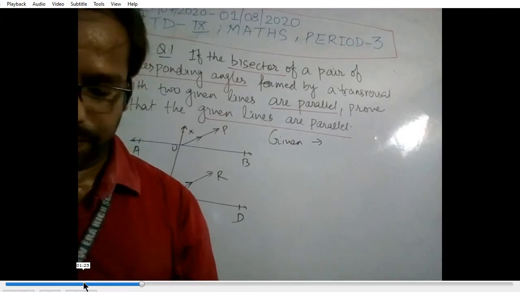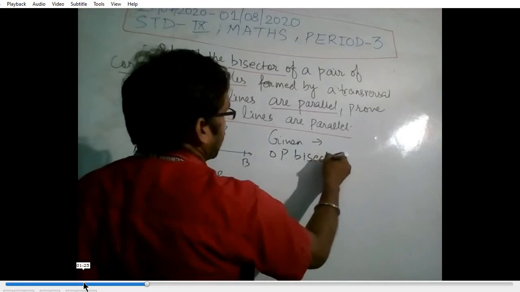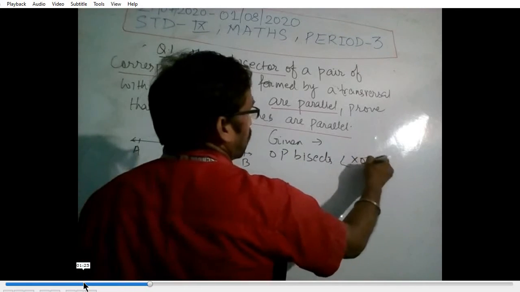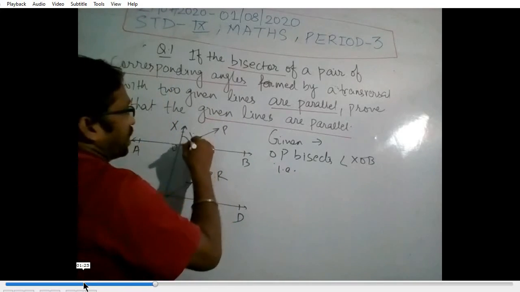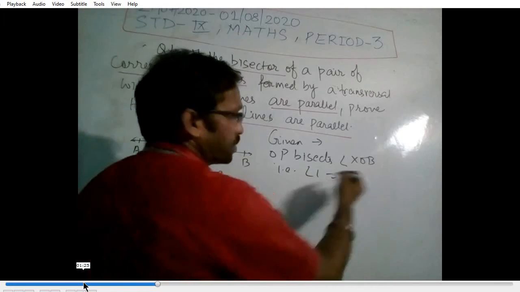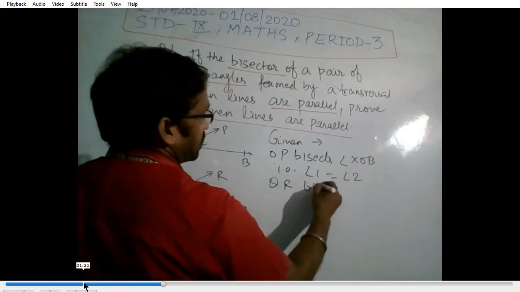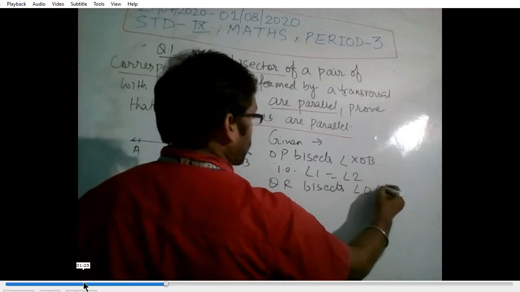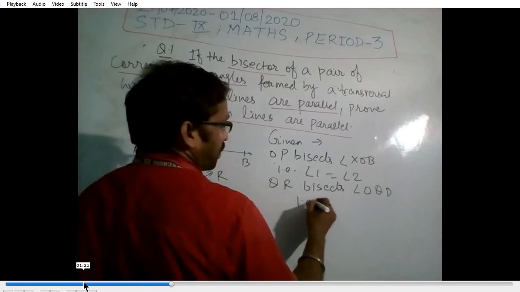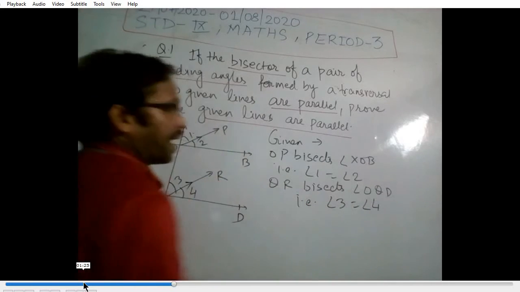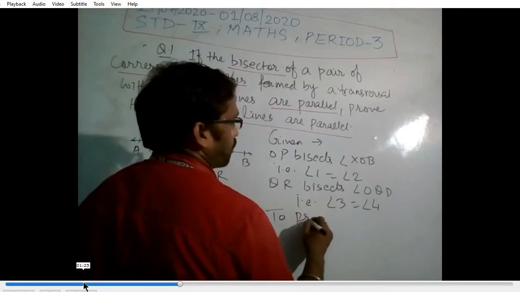Here AB is parallel to CD and OP is bisecting angle XOB. Okay, so these angles will be equal. Angle 1 will be equal to angle 2. Okay, very good. And then QR will bisect angle OQD, yes, OQD. So angle 3 is equal to angle 4. Okay, these are the bisectors. We have to prove that angle XOB is equal to angle OQD.